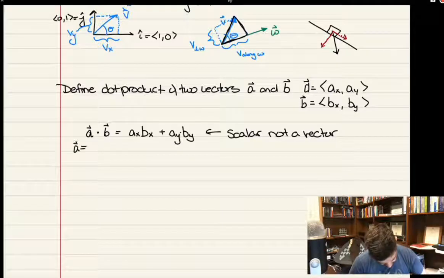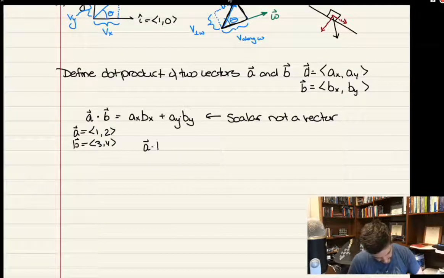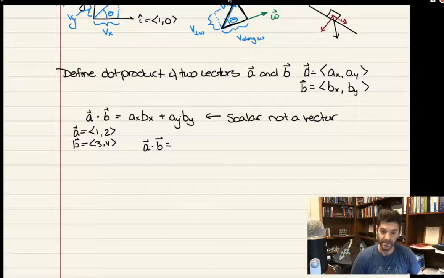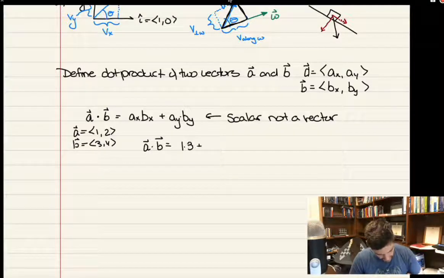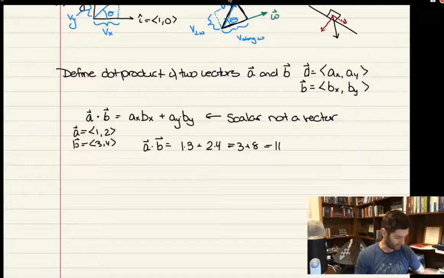For example, if A is (1, 2) and B is (3, 4), then A dot B, those are 2 vectors and I'm taking their dot product, would be 1 times 3 plus 2 times 4, that is 3 plus 8, that is 11. So the dot product of 2 vectors gave me back a single number, in this case 11.